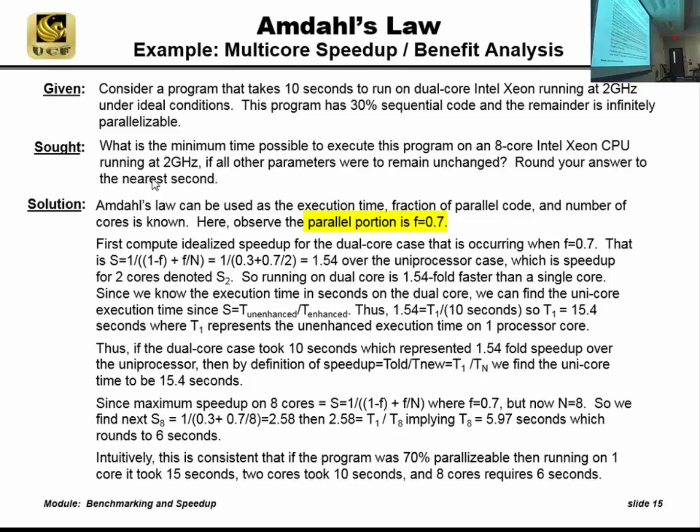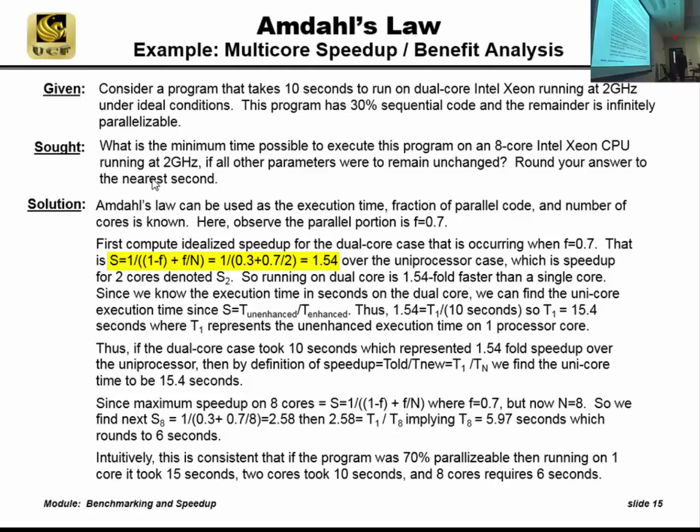So the minimum time to execute this program, we can calculate as follows. First, we're going to observe the parallel portion is 0.7 because the sequential portion was 30%. It's either parallel or sequential because this is the ideal case. First, compute the dual core speedup when we have a 0.7 fraction. We use Amdahl's law and you find out it's 1.54.